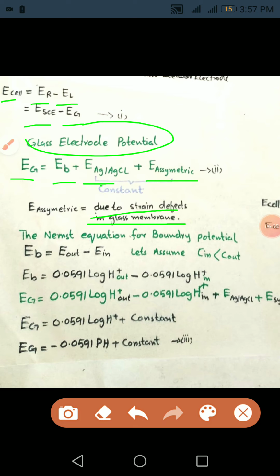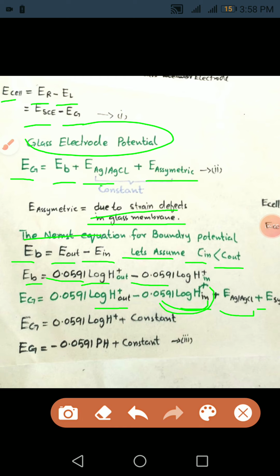So the Nernst equation for boundary potential will be EB is equal to E out minus E in. E out is the potential outside the glass electrode and E in is inside the glass electrode. Let's assume the concentration inside of H plus is less than the concentration outside. So EB will be equal to 0.0591 log H plus concentration out, we have just applied the Nernst equation on it, minus 0.0591 log H plus in. So this concentration is the concentration out. This is plus E of AgCl plus E asymmetric. As you know, the concentration inside is also constant, so this potential is constant.